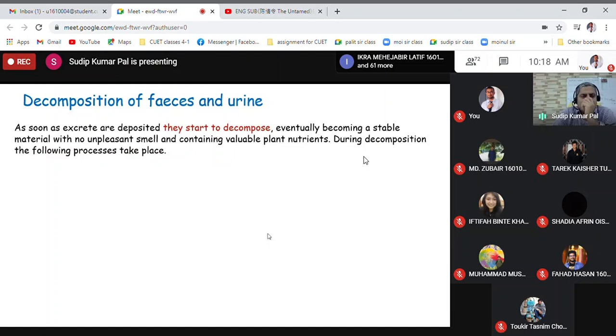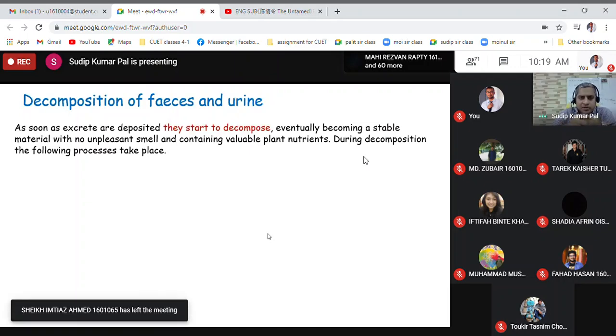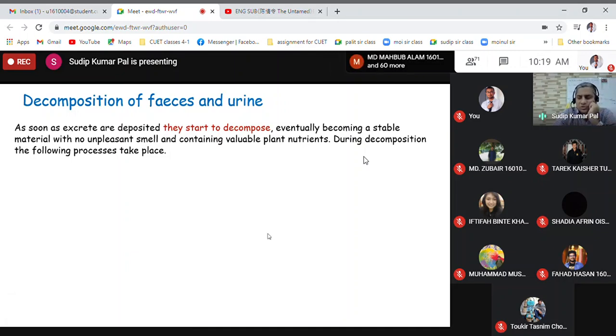Then another factor is how the feces or urine decompose. When we dig out the hole, when we start doing the pit, our main objective is to degrade the feces and urine biologically. And how do we do that? What are the processes taking place in that case? We have to understand, because that is one of the major aims or objectives we set when we do the design of a toilet.